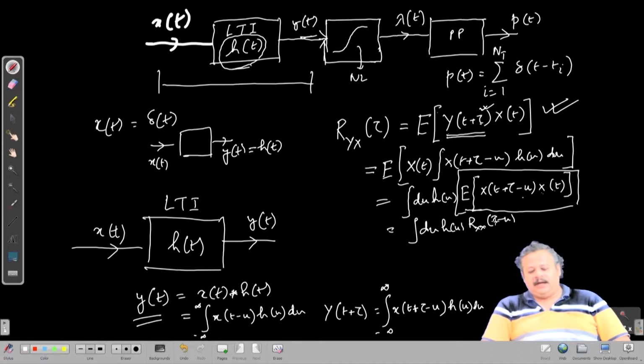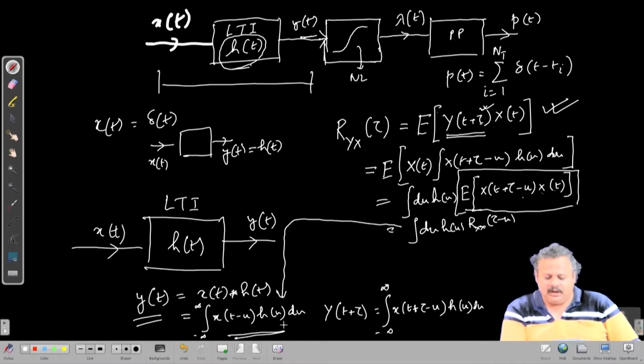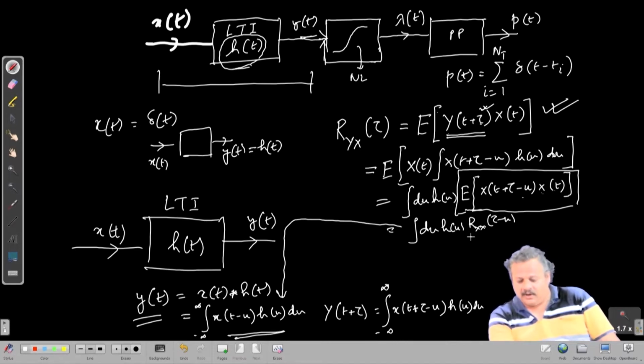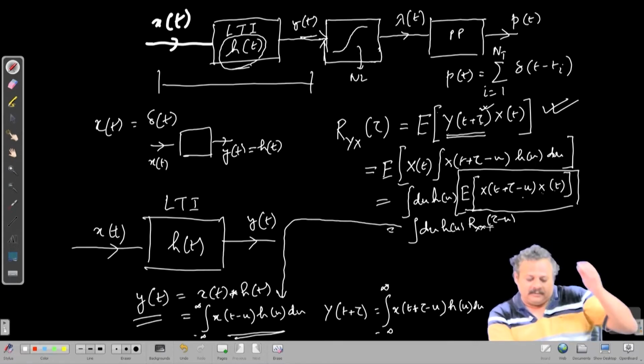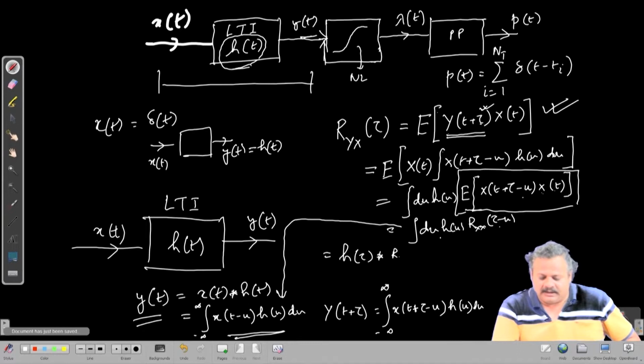Now if you look at it again, du h(u) R_xx(tau minus u), and compare this with the convolution equation, we have h(u) and x(t minus u). Instead of x(t minus u), we have a different function here, which is a function of tau, and that is the autocorrelation function of tau. So this is also a convolution, but it is a convolution between h(tau) and R_xx(tau).